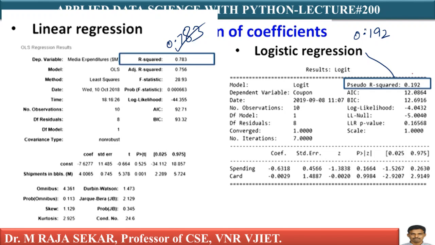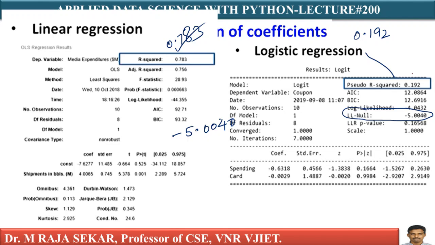Here, where is your LL null? This is my LL null. LL null is minus 5.0040. When there is no independent variable, the corresponding log likelihood value is minus 5.0040. That is LL null, meaning without independent variables. This is the null model, or base model. They have the same meaning.